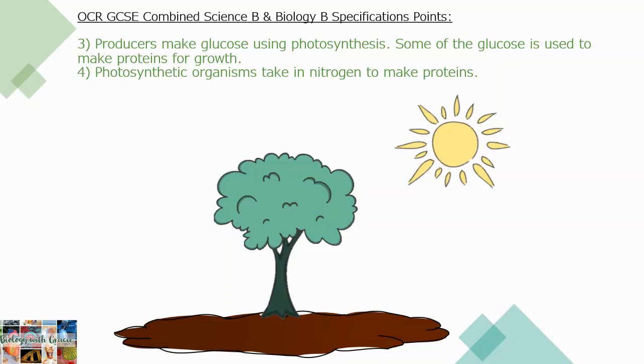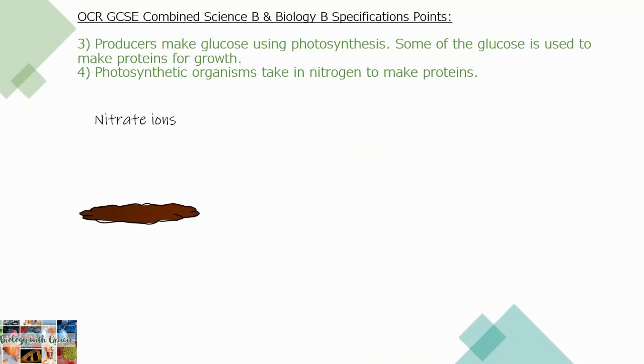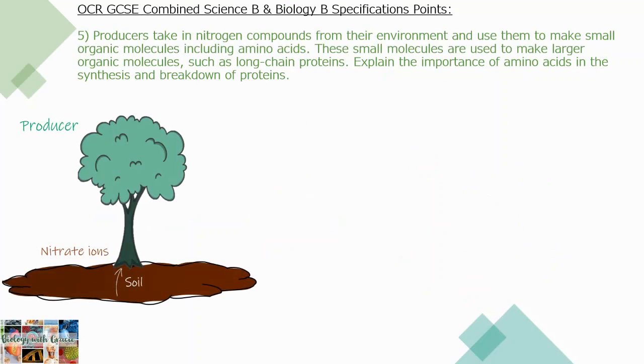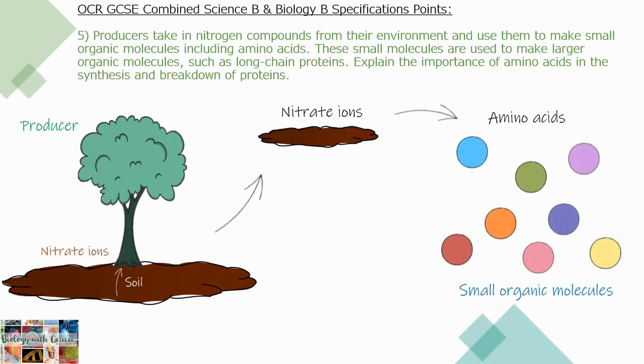So producers slash photosynthetic organisms, they take in nitrogen in the form of nitrate ions, and this is taken up from the soil through their roots. Then glucose is made through photosynthesis, and so glucose and nitrate ions are then used in order to make proteins, which are important for growth and also tissue slash cell repair. So as you can see here, we've got our nitrate ions plus our glucose equals our amino acids. So here we've got our producer taking up nitrate ions from the soil, and these nitrate ions are used to make small organic molecules such as amino acids.